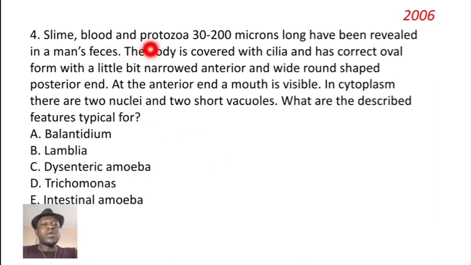Slime, blood, and protozoa of 30 to 200 microns long have been revealed in many species. The body is covered with cilia and has a correct oval form, a little bit narrowed at the anterior and wide round-shaped at the posterior end. At the anterior end, a mouth is visible. In cytoplasm, there are two nuclei and two short vacuoles. What are the described features typical for?